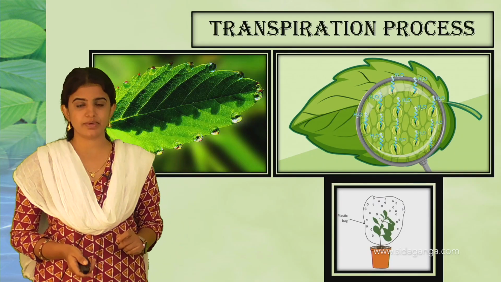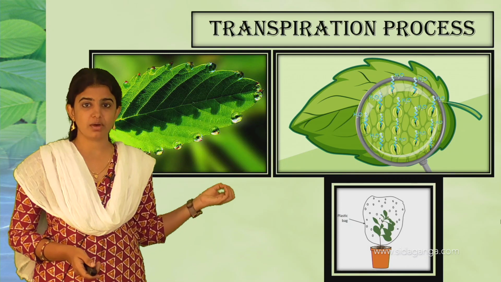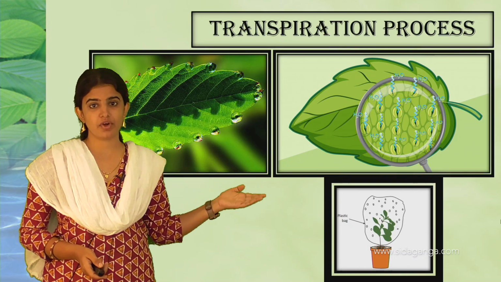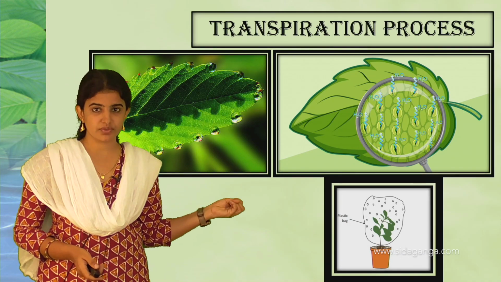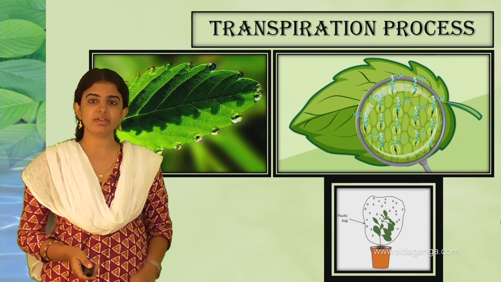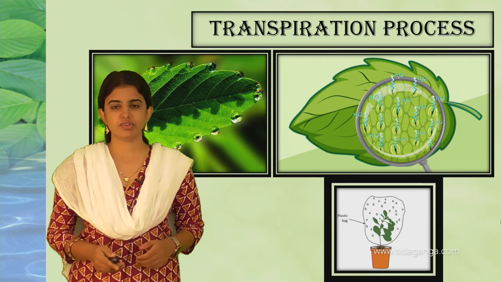Next one is transpiration. The water that comes out from the leaf in the form of water vapor is called transpiration. Water comes out from the leaf in the form of water vapor, and this is called the transpiration process.